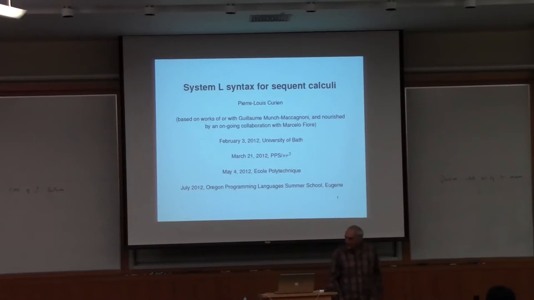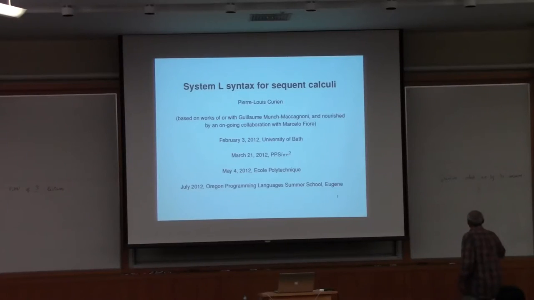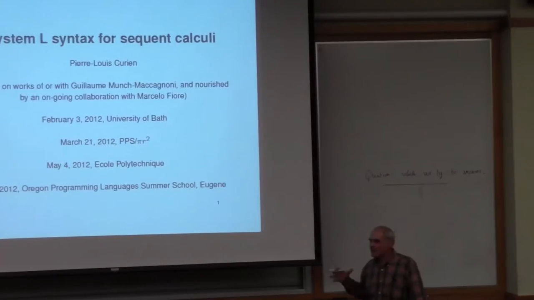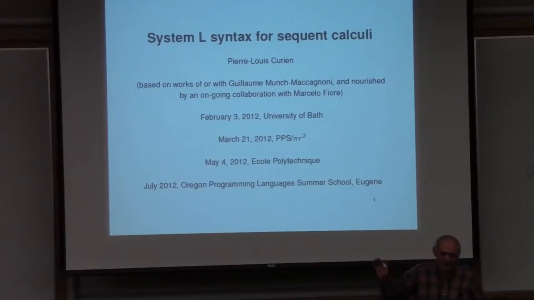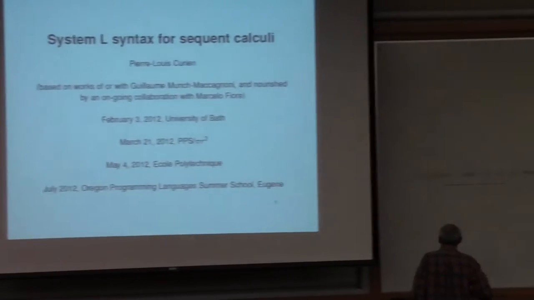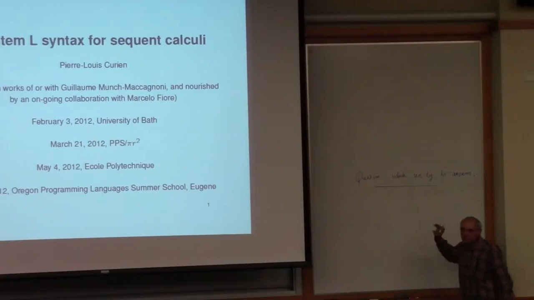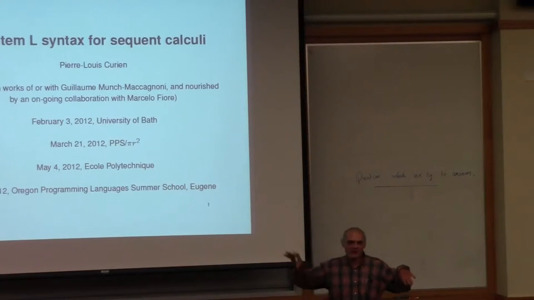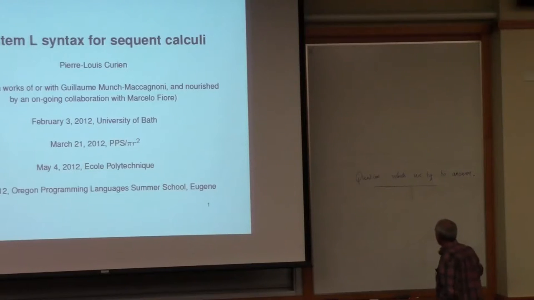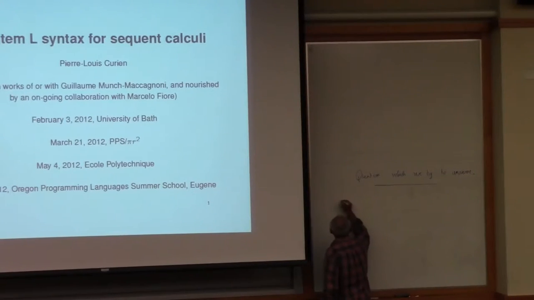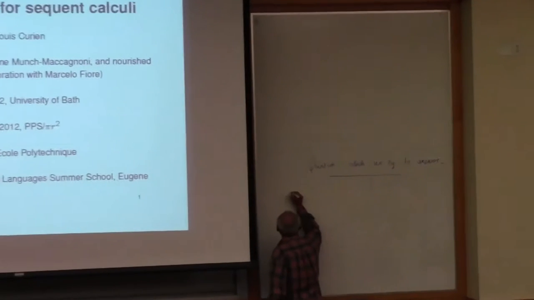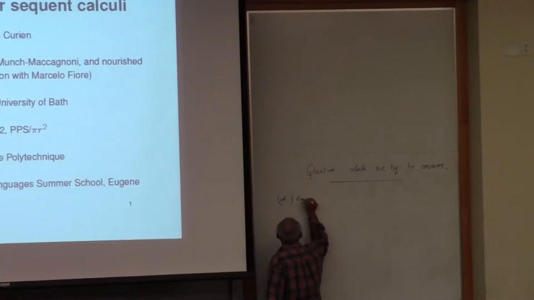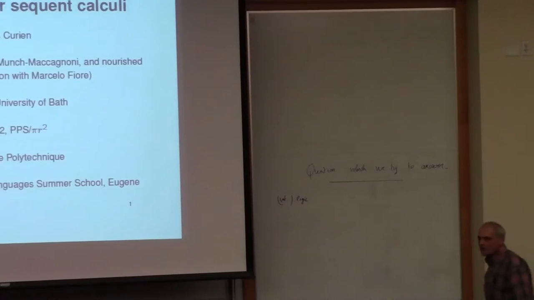Yes, so I will be starting by trying to explain the question that I want to try to answer with these three lectures. And this goes back to Bob Harper's picture, where he had logic, types, and categories, or something like that. So there he had, let's say, intuitionistic logic.